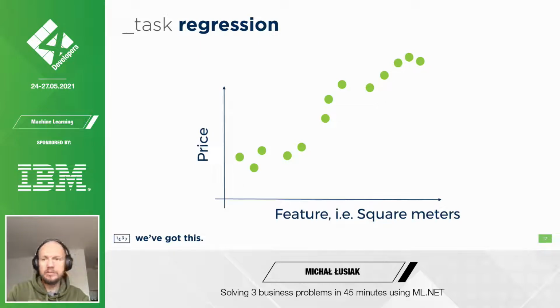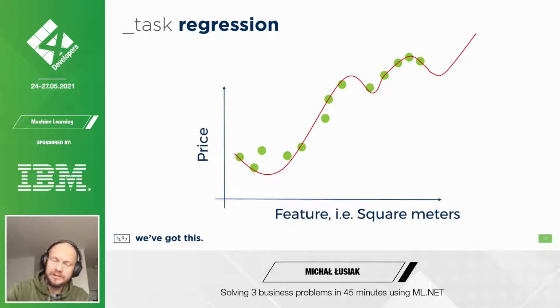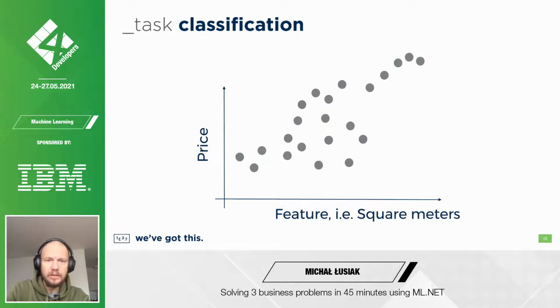It kind of makes sense. It's very logical because the prices of apartments are usually shown as some amount of money per square meter. So it's usually some kind of linear relationship, or maybe less linear, like I drew here.